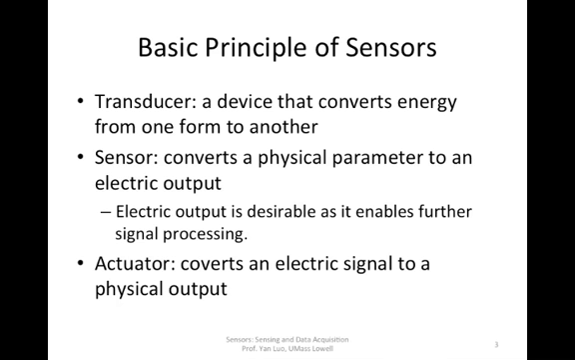On the other hand, actuator is doing the opposite. It's going to convert an electric signal to a physical output. One good example is a speaker. A speaker is a device that converts electric signal to sound waves. That's one way to do the conversion. The other example is electric motor. So you convert the electric energy into motion. That's another example of actuator.